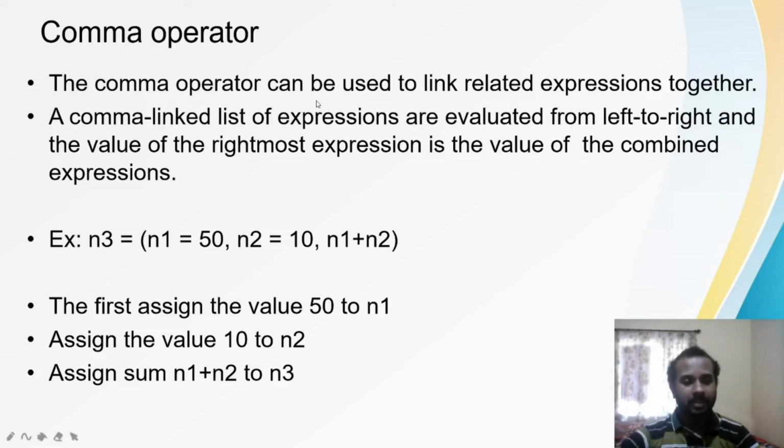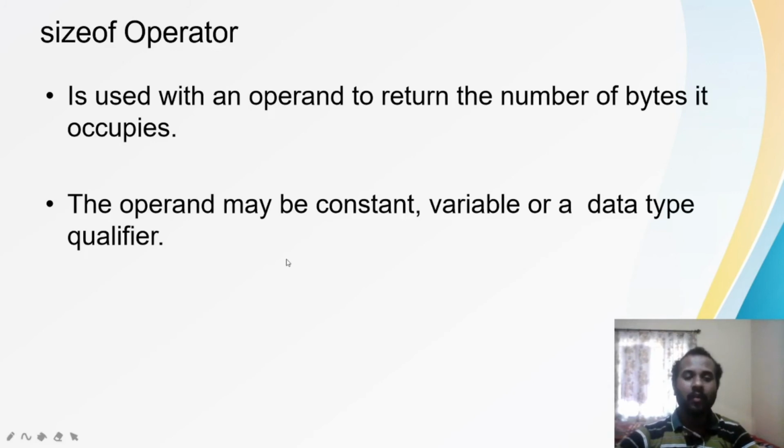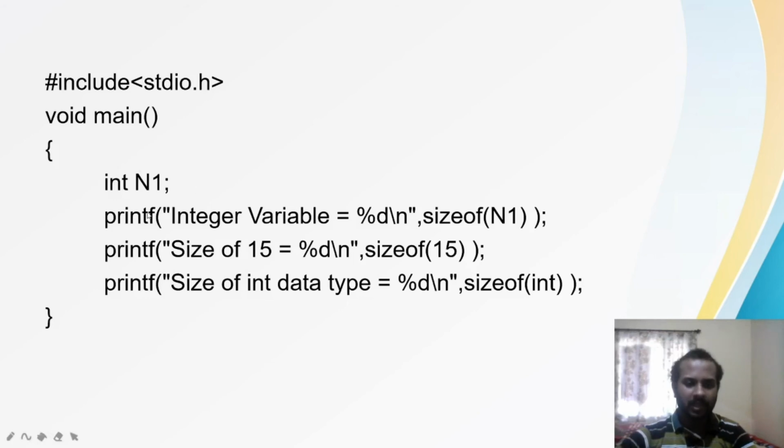It will be the expression with the comma operator, evaluated from left to right. See this example. First, n1 is equal to 50 will be evaluated, that is 50 is assigned to n1. Then 10 is assigned to n2, and then the addition will be done, that is 60, and 60 is assigned to n3. Sizeof operator. The sizeof operator is used to find the number of bytes taken by the operand or the data type. The operand may be a constant, variable, or a data type qualifier. So here I have again given an example.